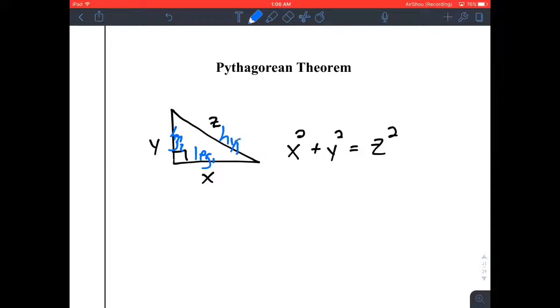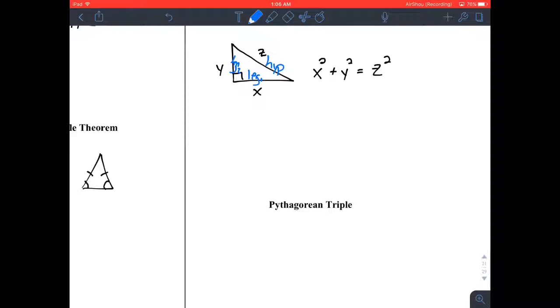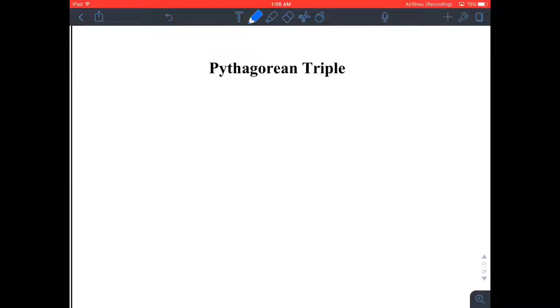and the hypotenuse is opposite the 90-degree angle. And the Pythagorean theorem says that in a right triangle, if you square each leg and add them together, it equals the hypotenuse squared, which leads to Pythagorean triples. Pythagorean triple means that you have a right triangle in which each side of the right triangle is an integer. It's a rare thing for them to be integers.